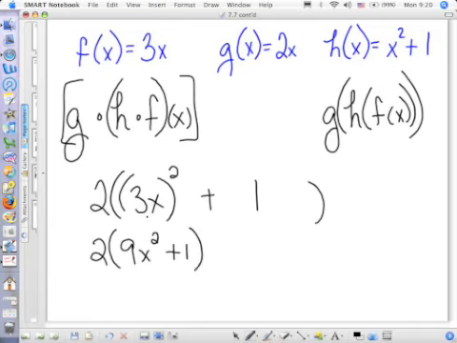And then we distribute the 2 and get 18x squared plus 2. Now, if I had put an actual number in this position, it doesn't change the way you set this whole thing up. All it means is when you get to the very end, you plug that number in and you evaluate. That's all it means.